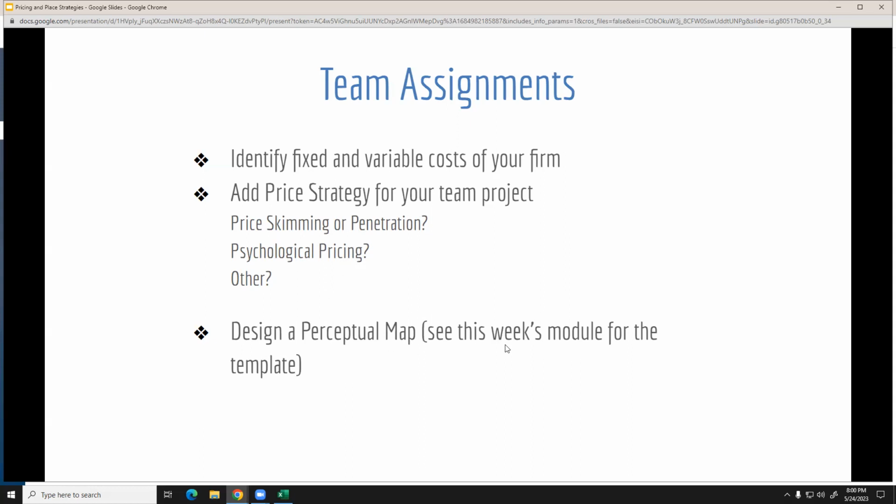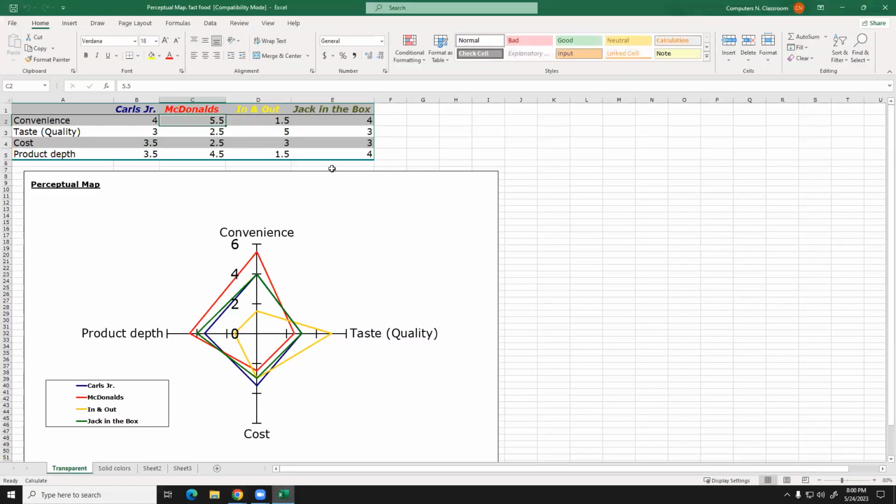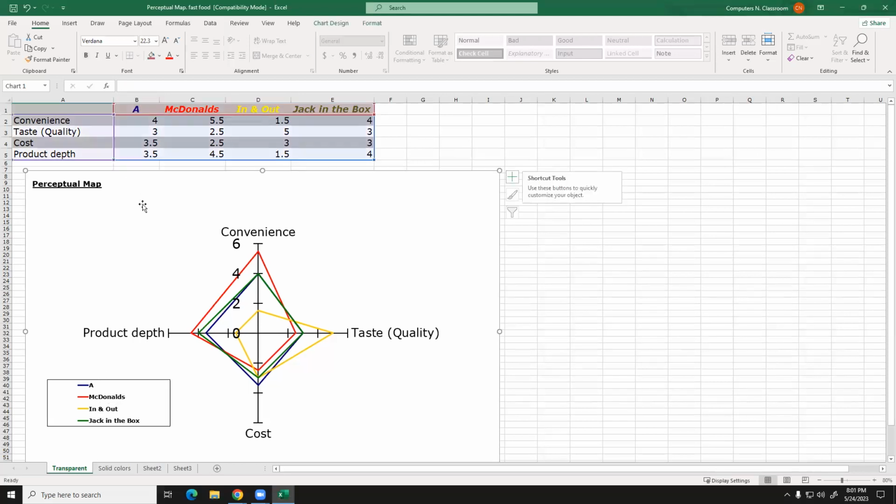Lastly, I'd like you to design a perceptual map. In the modules, we have a model, and I'm just going to show you how it works. It looks more complicated than it is. As you change these things, let's say I change this to product A. When I click out, I watch down here, and it makes this product A.